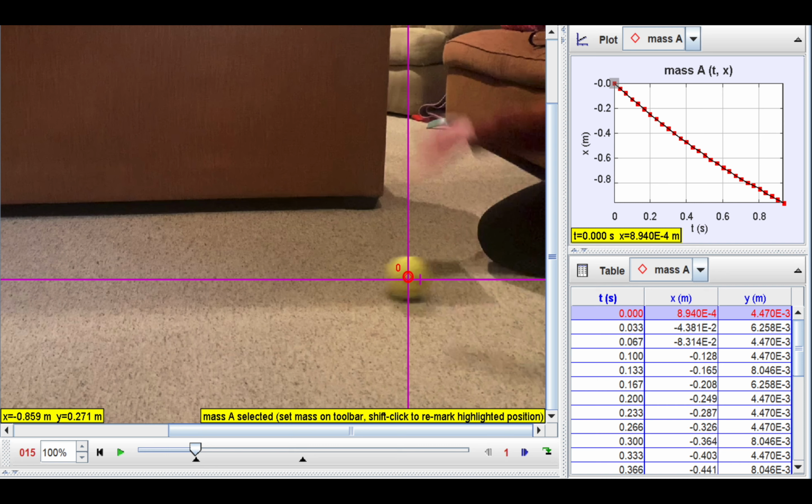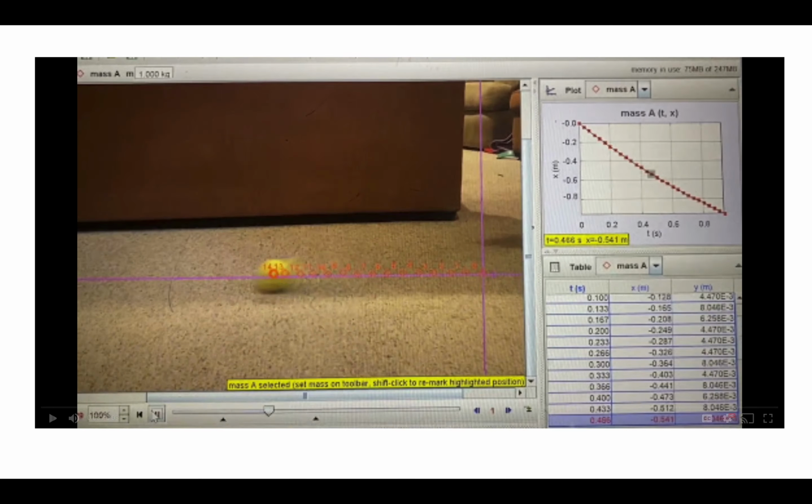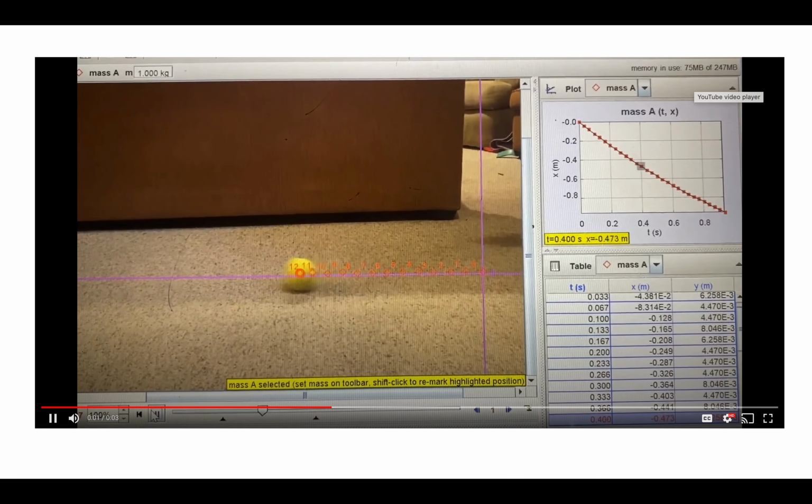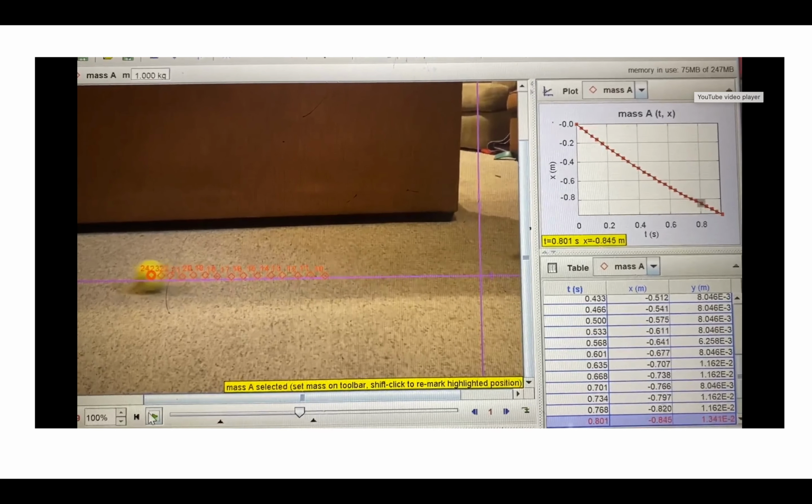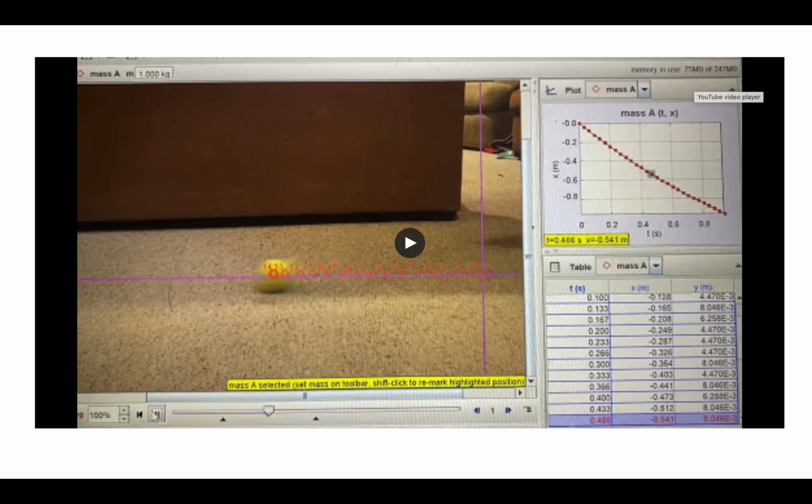I observed the motion of a softball at constant speed without direction changing, which was analyzed by Tracker. I started tracking the softball at frame 15 after the ball was initially pushed. When I started tracking the ball, the initial position of the softball is 8.94 times 10 to the negative fourth, and the softball continued to travel in the negative x direction. The softball's position was tracked and plotted using Tracker's graph, where we used the softball's initial position to find its initial velocity.